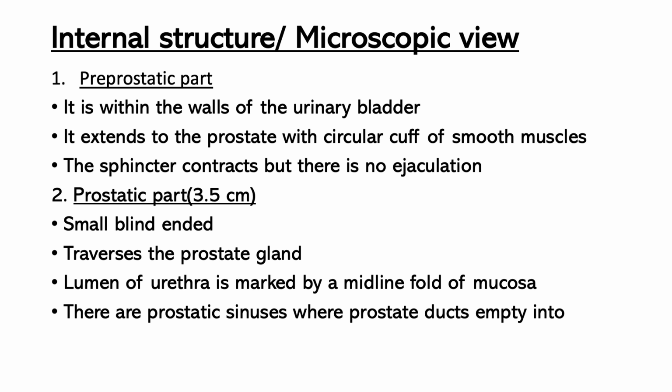First, we'll begin with the preprostatic part. It is within the walls of the urinary bladder. It extends to the prostate with a circular cuff of smooth muscle. The sphincter contracts, so there is no retrograde ejaculation.